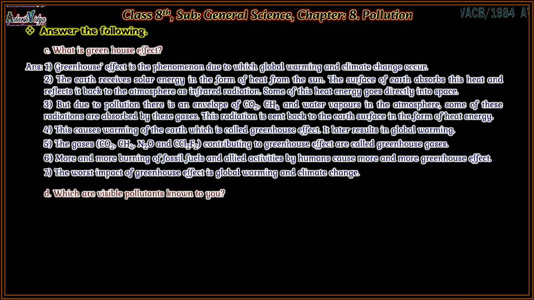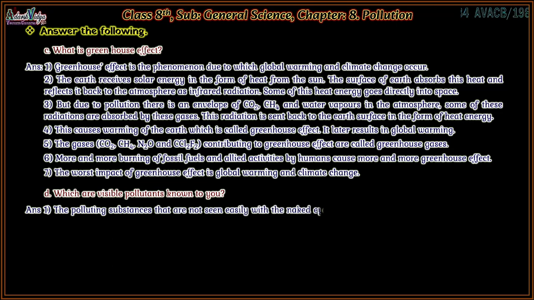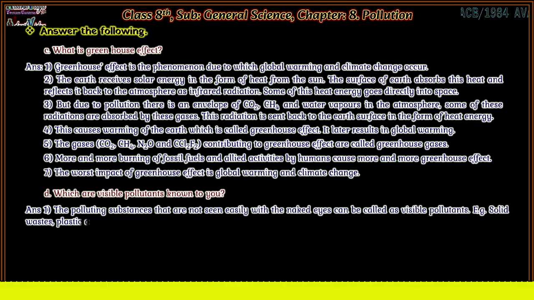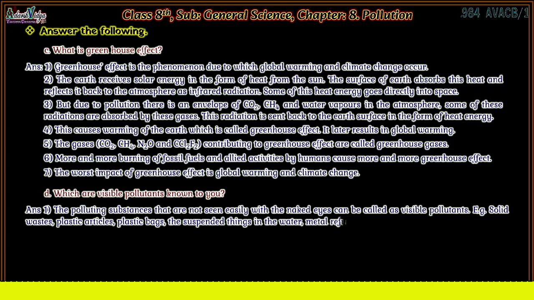Question fifth is, which are visible pollutants known to you? Answer: the polluting substances that can be seen easily with the naked eyes can be called visible pollutants. E.g. solid wastes, plastic articles, plastic bags, the suspended things in the water, metal refuse, etc.